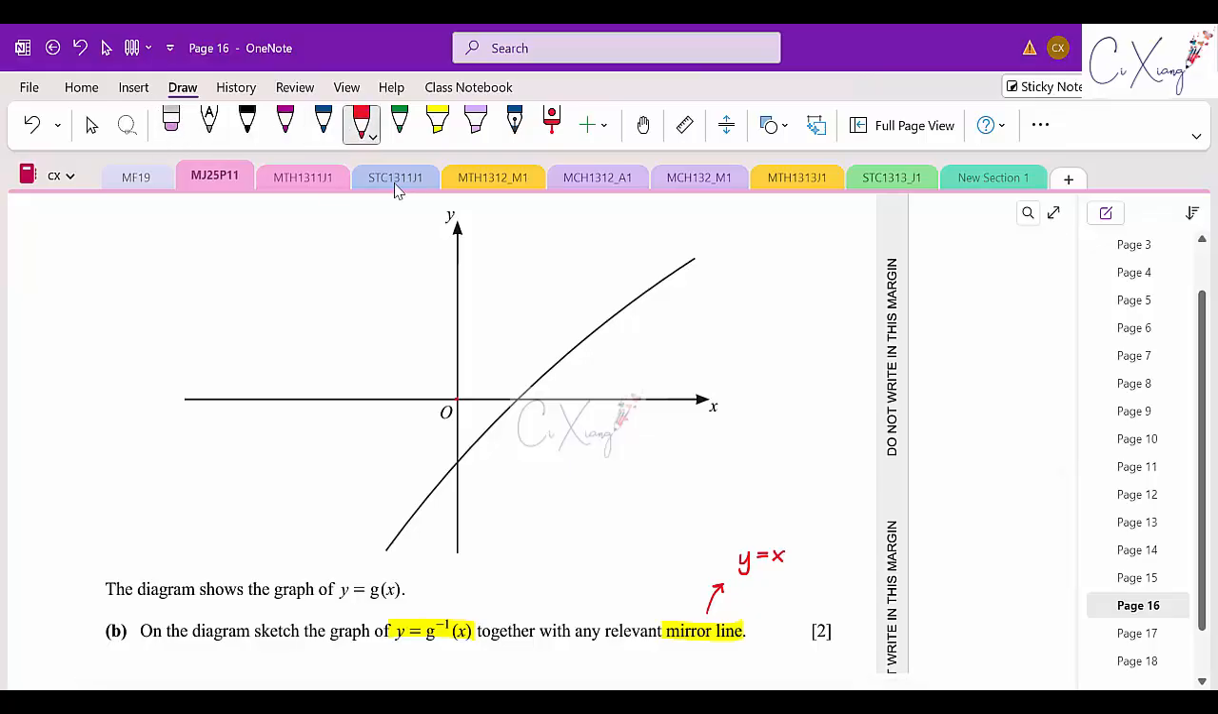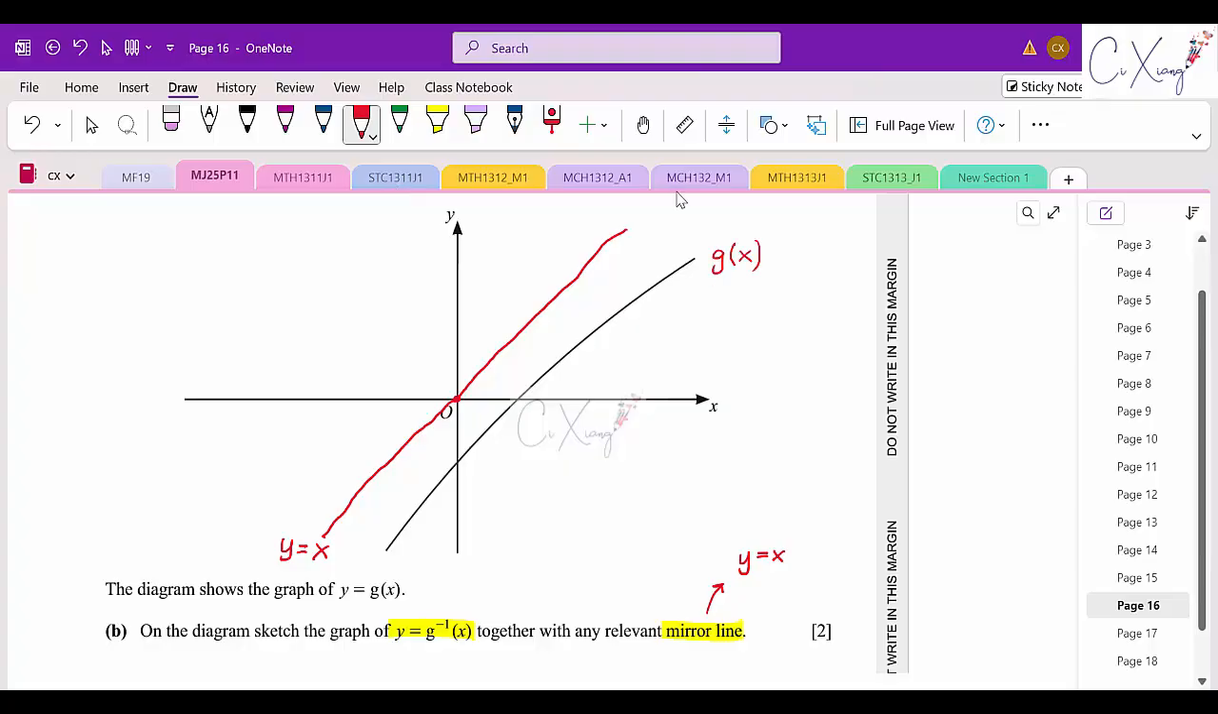And usually we will try to draw the mirror line, y equals x. So y equals x is this one, passing through the origin: x equals 1, y equals 1, x equals 2, y equals 2. Try to draw it using a ruler. This is a straight line, and don't forget to label it y equals x. And this function, of course, is g(x).